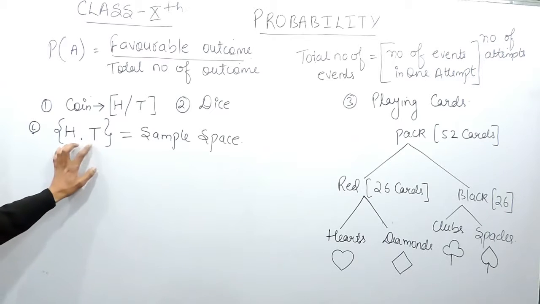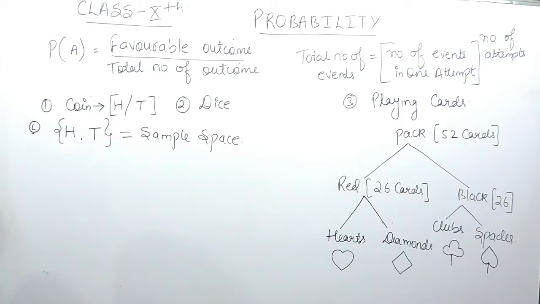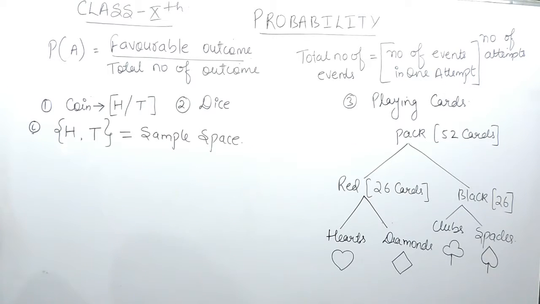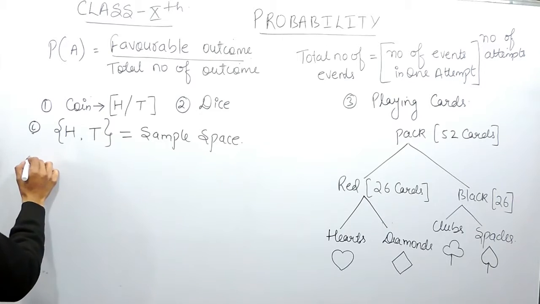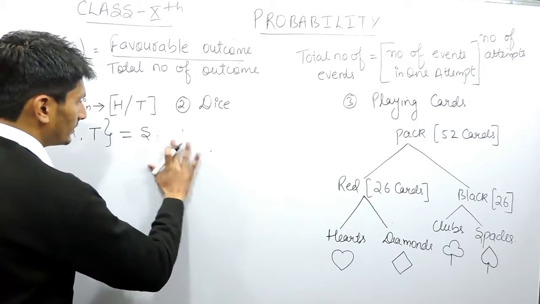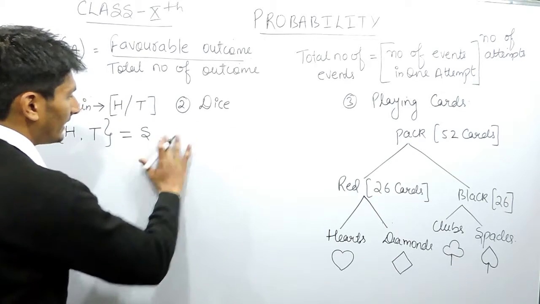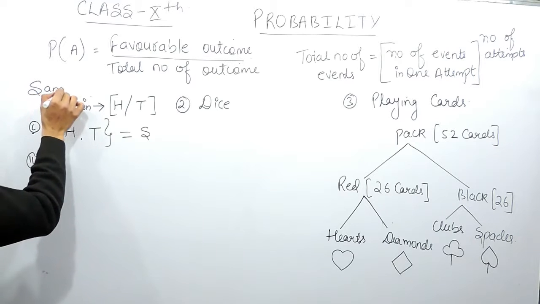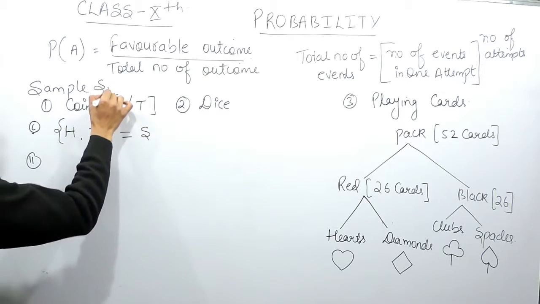Basically, the collection of the total number of outcomes is known as sample space. This sample space is denoted by the capital S.